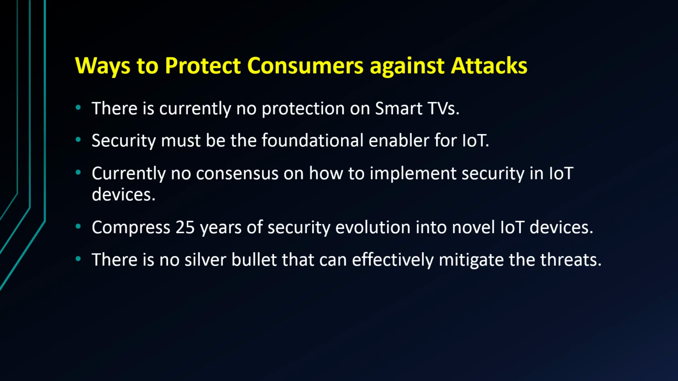There's currently no consensus on how to implement security in IoT devices. It is also difficult to compress 25 years of security evolution into novel IoT devices. There's no silver bullet that can effectively mitigate threats. This means that there's no such thing as perfect security and protection for every situation, but people continue to make an improvement to help protect ourselves from such threats.